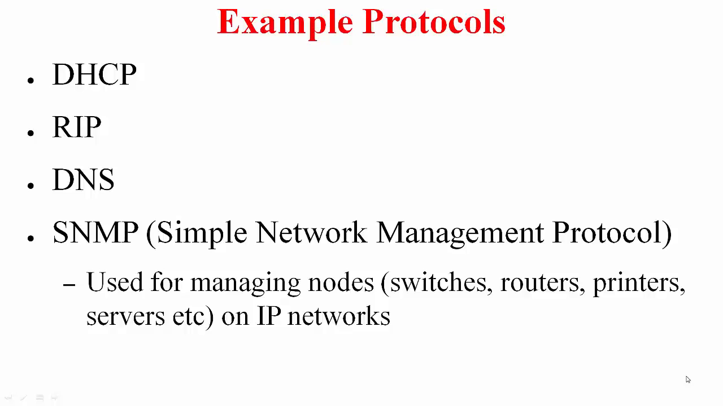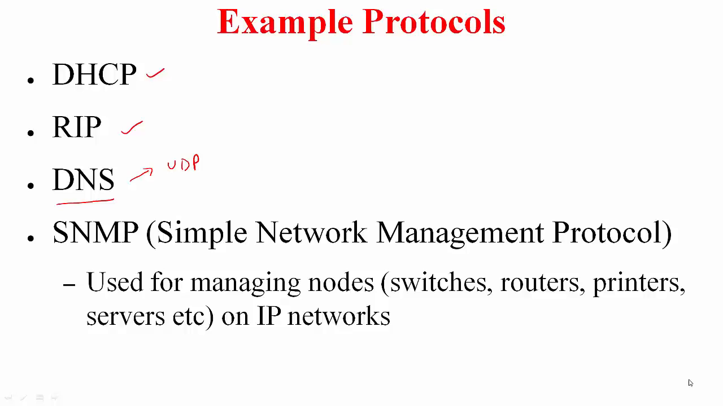So here are a few example protocols that make use of UDP. We have seen DHCP before, it relies on UDP. RIP is also a protocol that uses UDP. We didn't cover Domain Name Service, we will see more of this later. This also uses UDP. SNMP, which stands for Simple Network Management Protocol, also uses UDP.